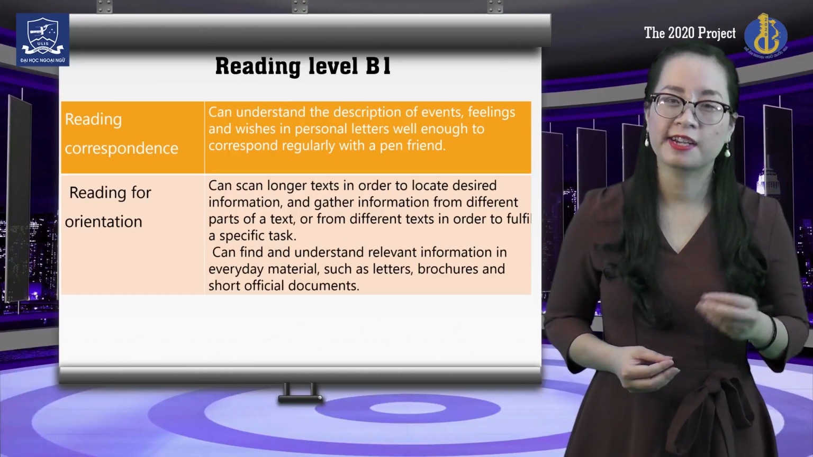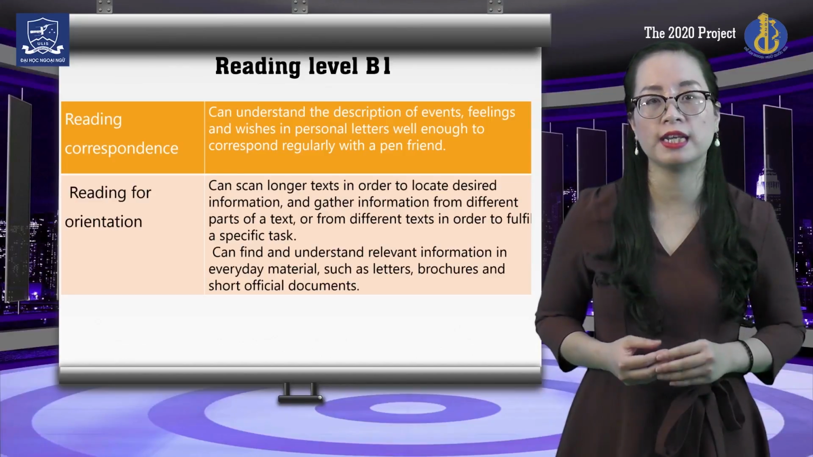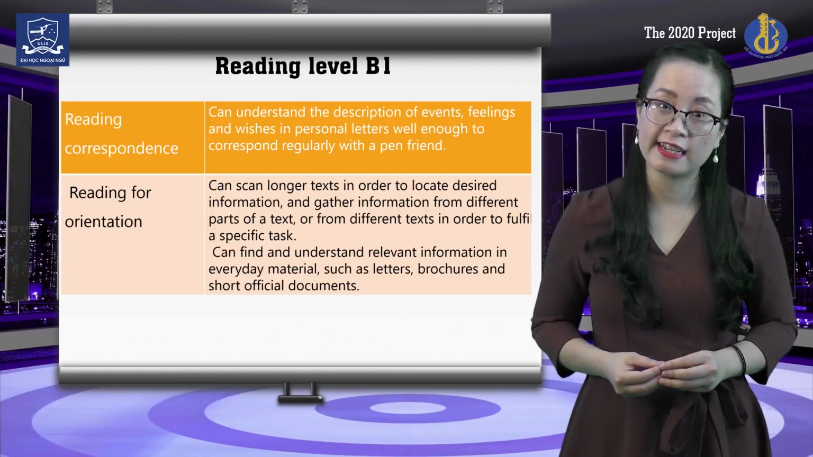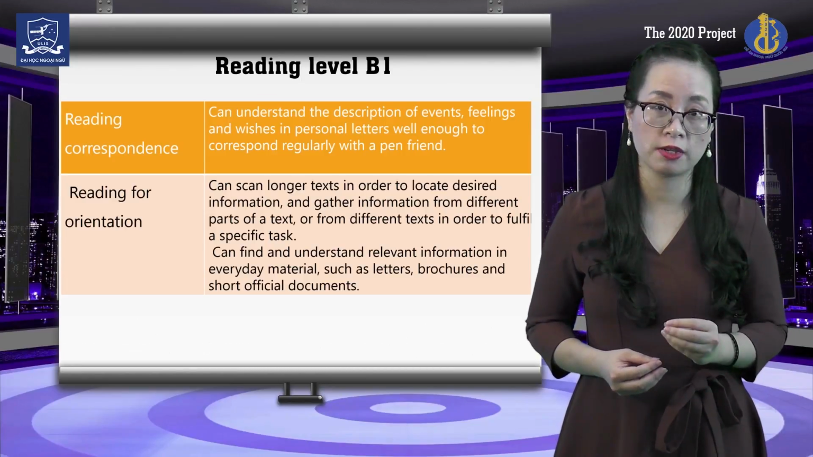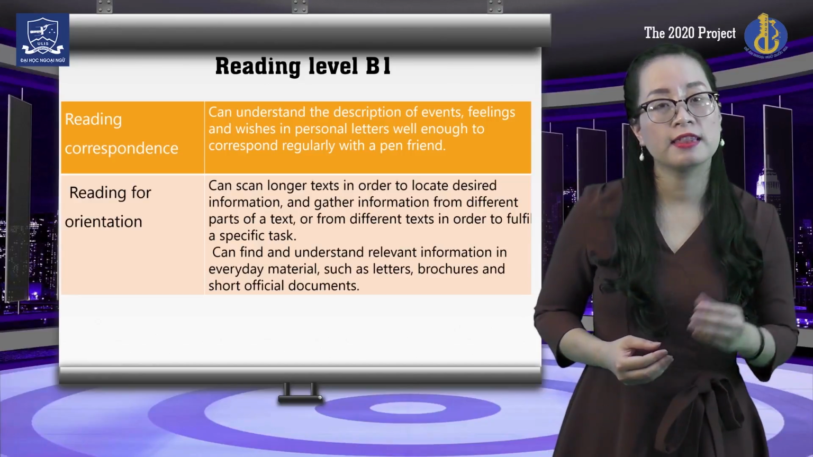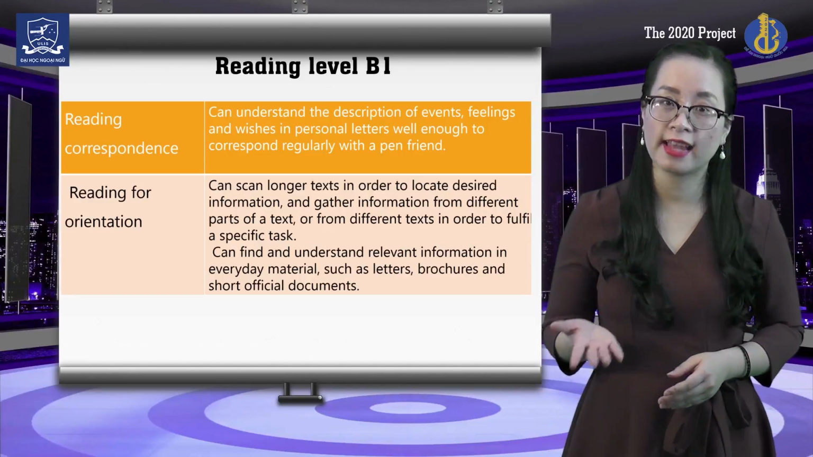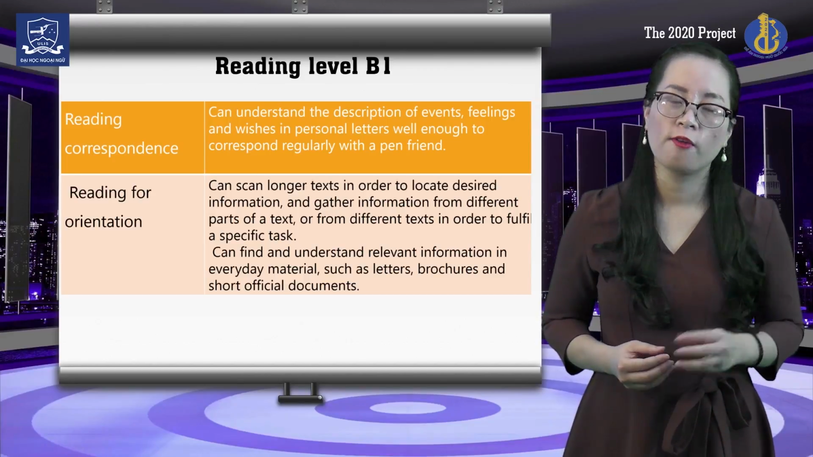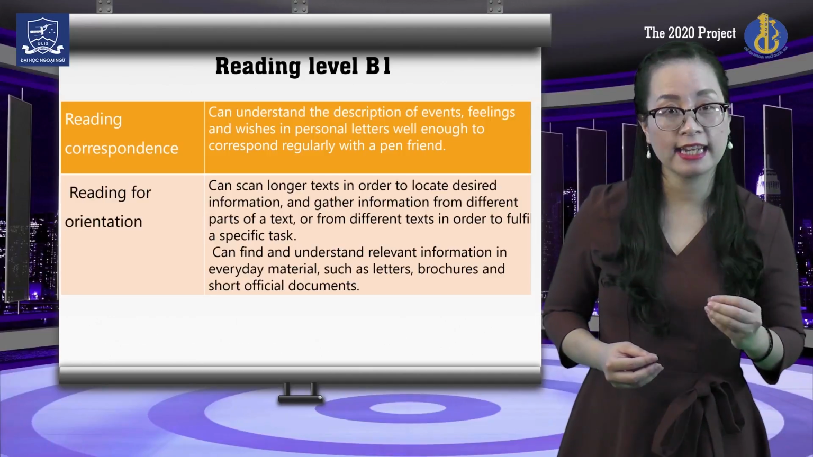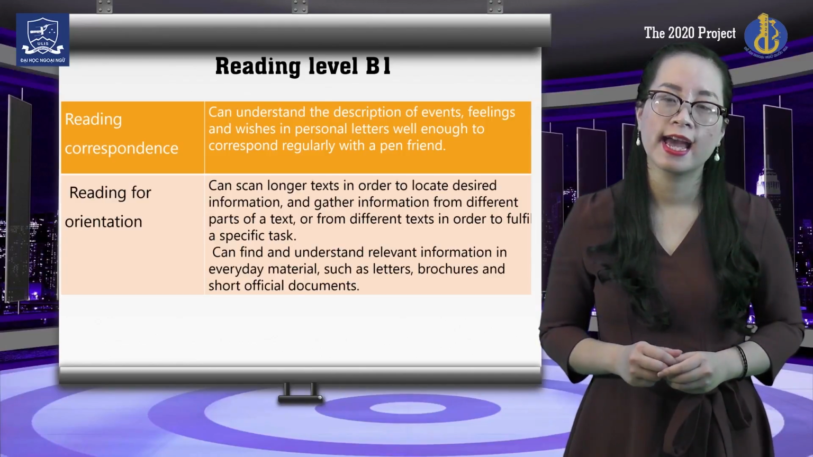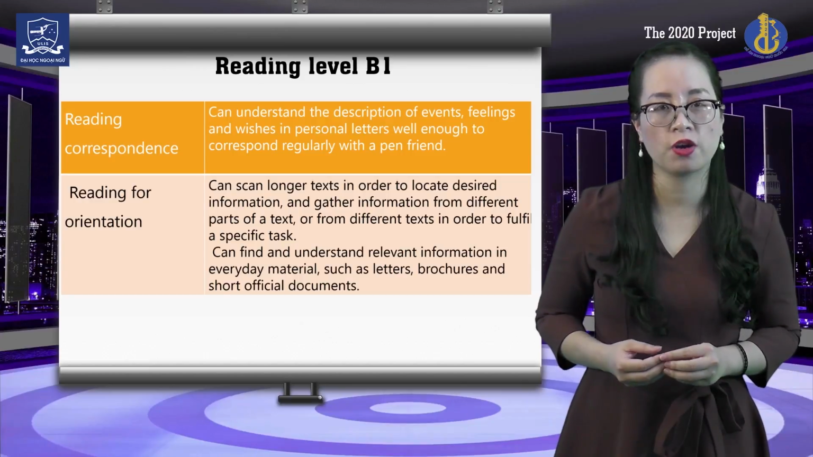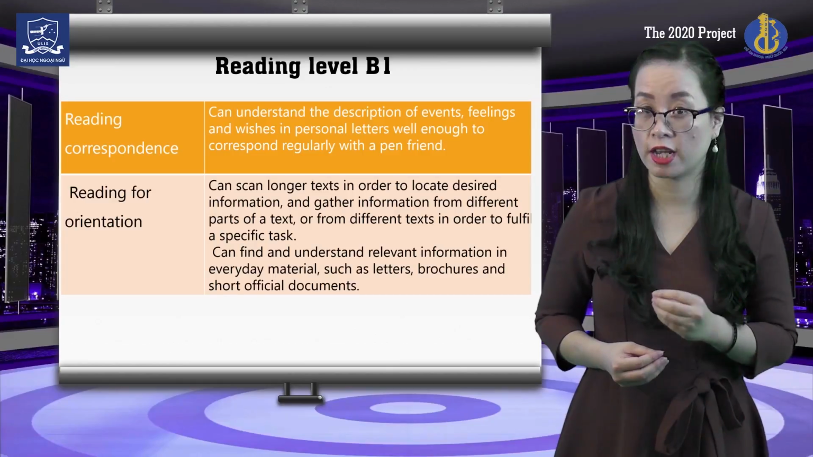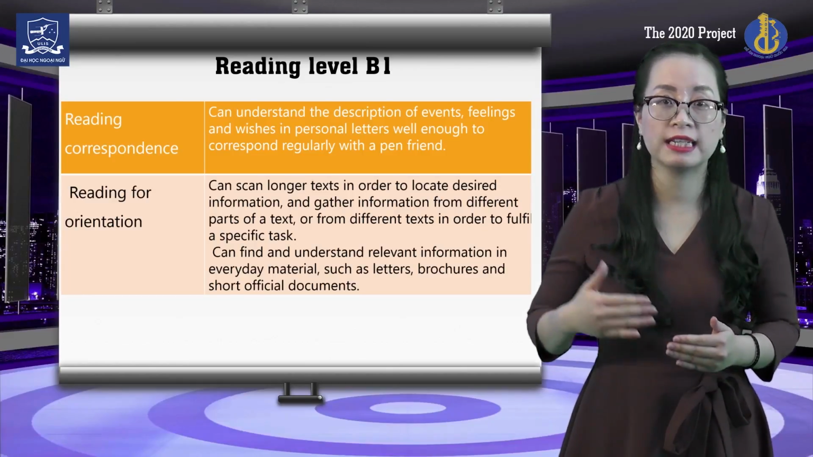Coming next is the second subskill for reading, that is, reading for orientation. Students can understand and locate the desired information for different texts, mostly the everyday material such as letters, brochures, and short official documents. For example, they can scan the date, the time, location, and activities available in a brochure of a festival.